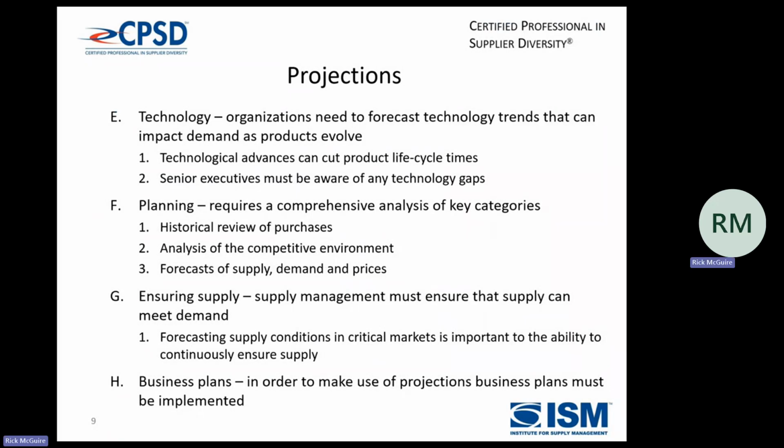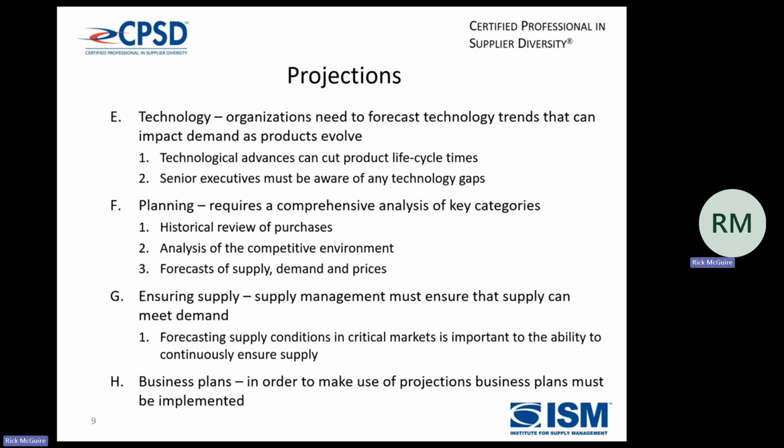Technology. Organizations need to forecast technology trends that can impact demand. Technological advances can cut product life cycle times, and senior executives must be aware of any technology gaps. Planning requires a comprehensive analysis of key categories. Historical review of purchases, analysis of competitive environment, and forecast of supply, demand, and prices.